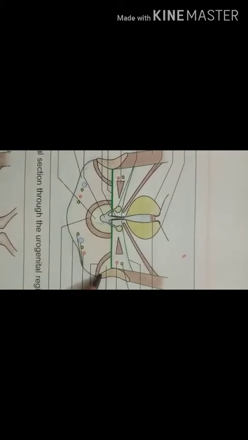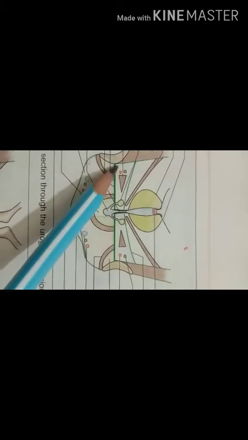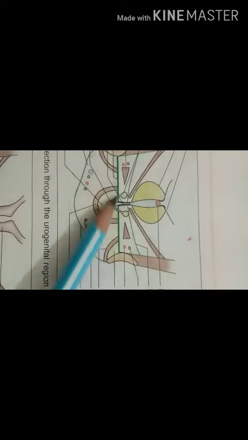So here you can see. This fascia is called the Colles fascia, and the pouch which is present between the perineal membrane and the Colles fascia is called the superficial perineal pouch, this large area. And this is the deep perineal pouch.